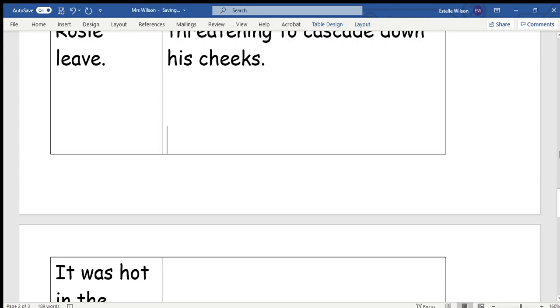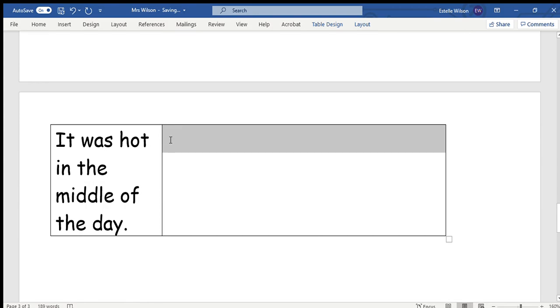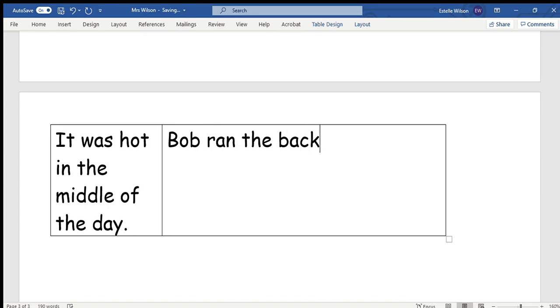It was hot in the middle of the day. Okay, so again, instead of saying it was hot, we can show how it's hot. Okay, so let's have a go. Let's go back to our friend Bob. Bob ran the back of his hand over his brow.